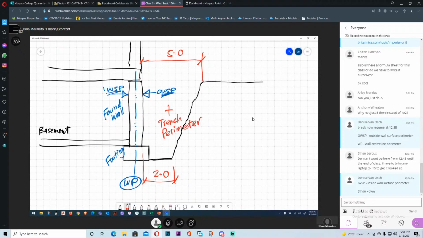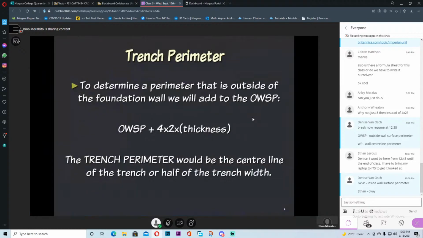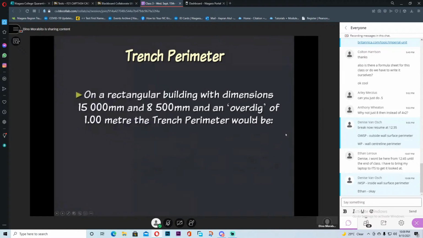Okay, and so what we're doing is we're just starting off with the number that we know we can modify. We know we can work off of the easiest number to calculate, which is the outside wall surface. So we can work in or we can work out to obtain the numbers we need to do our calculations. In that case here, I'm actually looking at the perimeter of the trench. So I'm starting with the outside wall surface perimeter, and then I'm adding to that number because it's going to be a longer perimeter. Okay, so we'll be doing some of that with you.